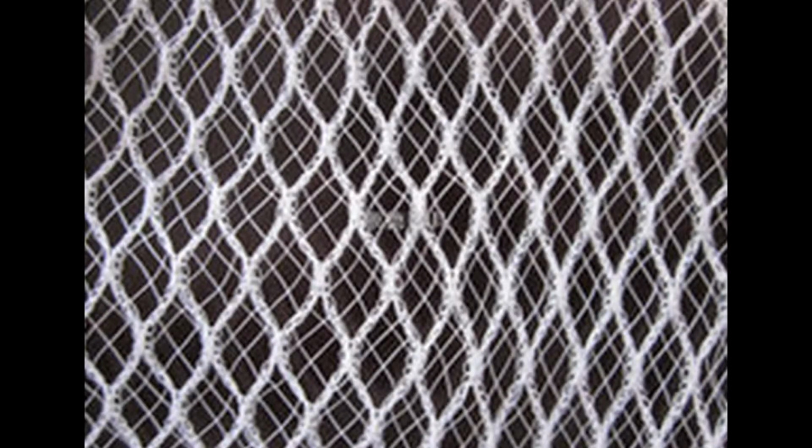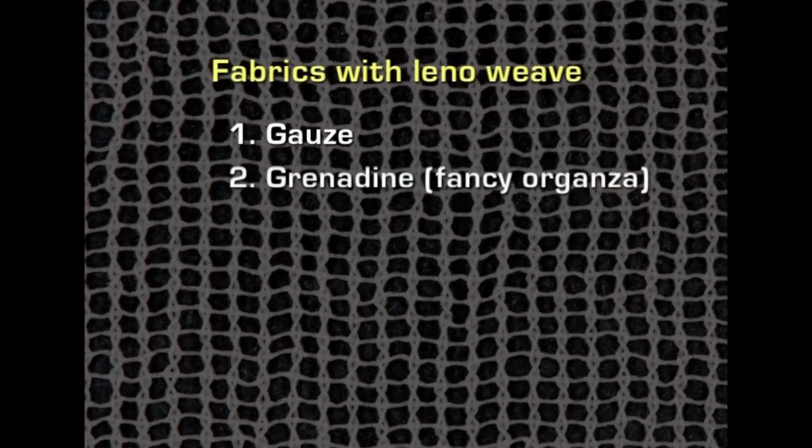You also have a metal gauze. This is not used in medical textiles though. It is used in other applications like covering the safety lamps and also for fencing a particular area, like a fencing material. Another kind of Leno fabric is called grenadine. It's also known as fancy organza.